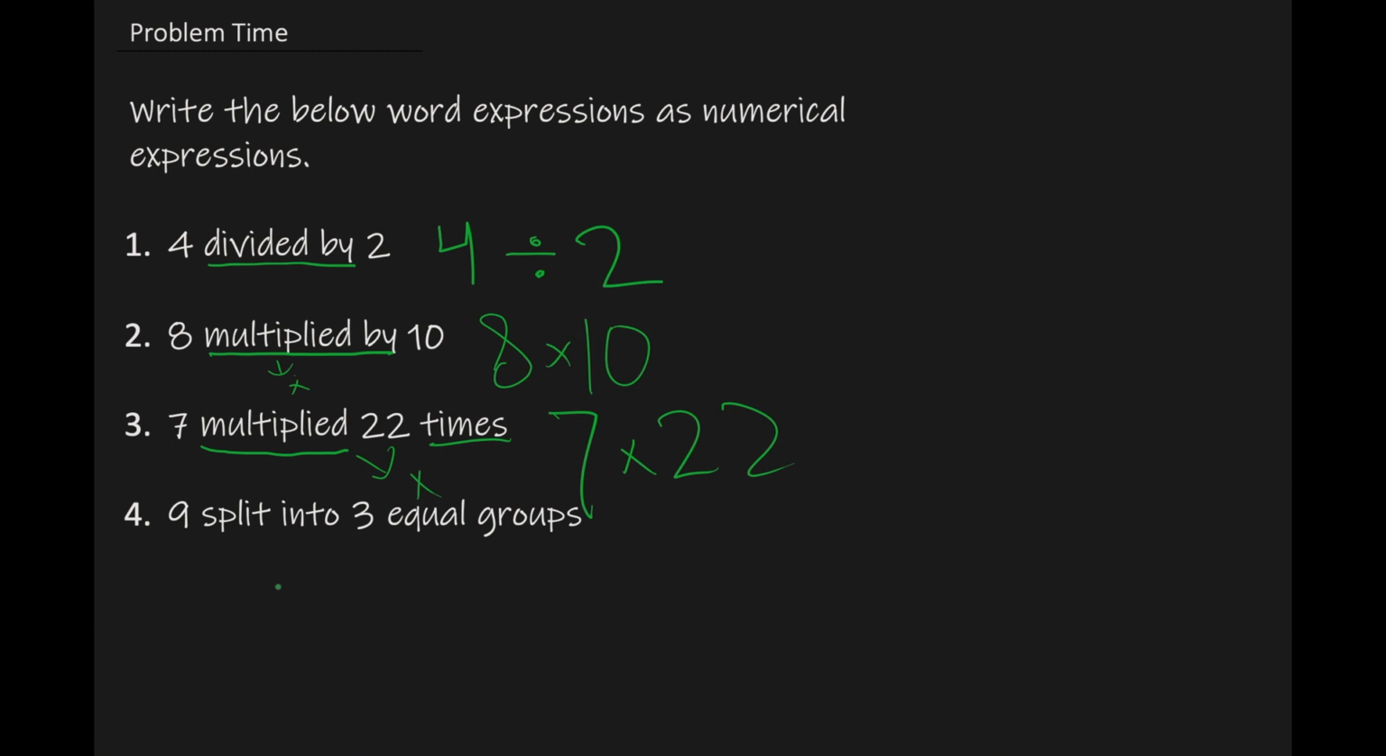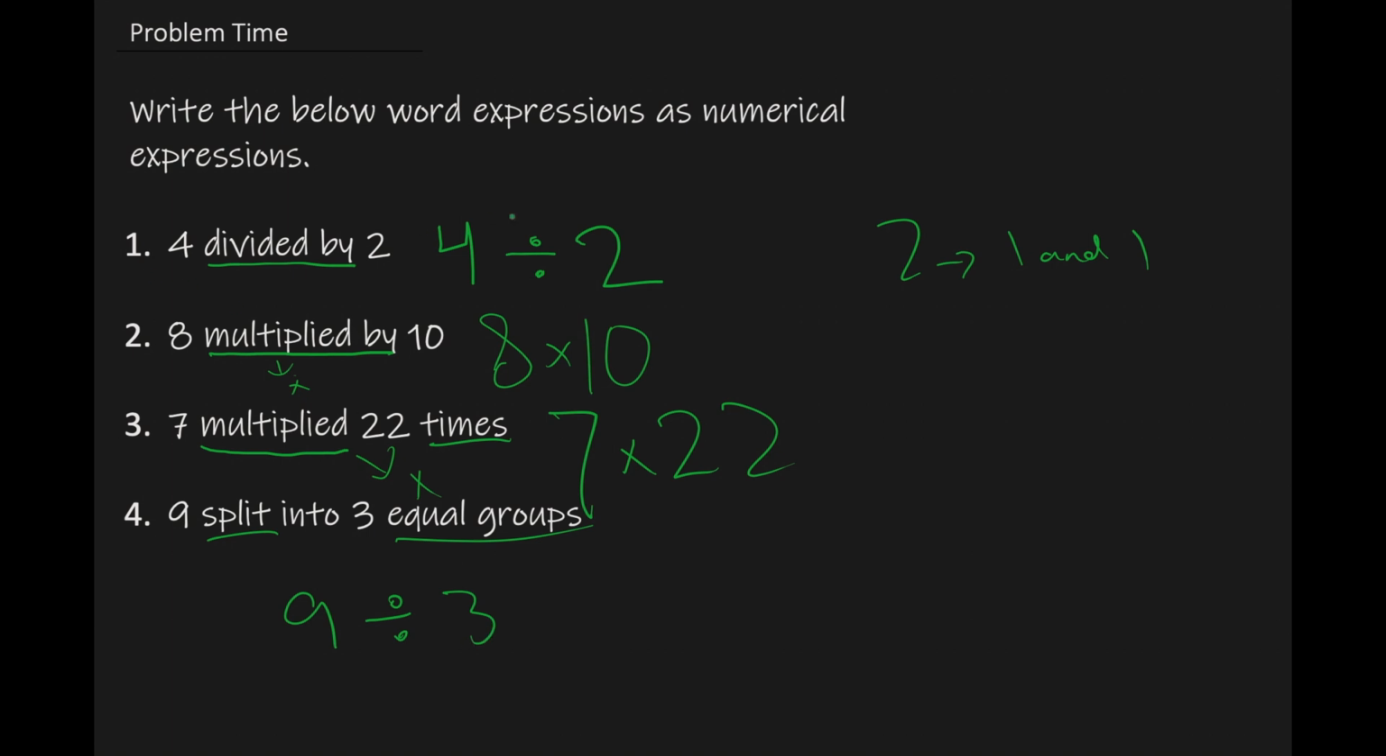And last, 9 split into 3 equal groups. Split into 3 equal groups takes the place of divided by. How do I know it's not multiplication? Well, it says split, right? Multiplication, you don't split. You're trying to get more. And you don't get more if you split apart. So if you have 2, and you split it apart, like if you see in the movies, let's split up, that means that 2 becomes 1 and 1. So you're never going to get more if you split. So it's division. 9 divided by 3.